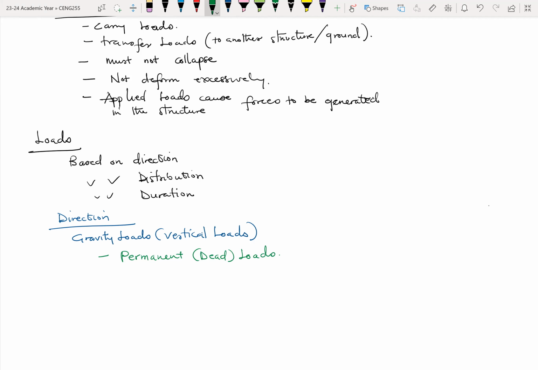So simply put, any loads or any objects that stay with the structure pretty much throughout its lifespan will be qualified as having or being permanent.